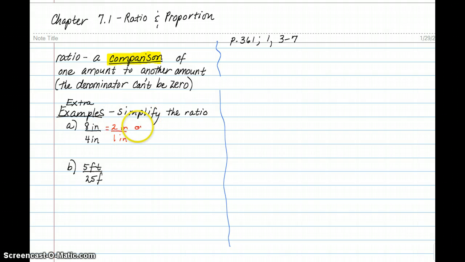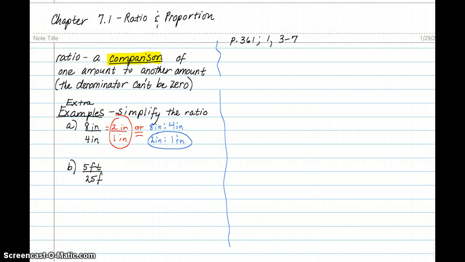You could have seen it written like this. It could have been 8 inches colon 4 inches. And then that would have both been divisible by 4. 8 divided by 4 is 2 inches. 4 divided by 4 is 1 inch. It can also be written this way. So both of these are correct. This is one way to write your simplification, and this is another way to write your simplification.